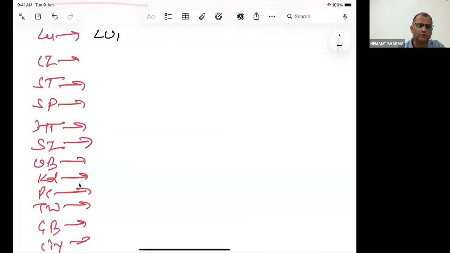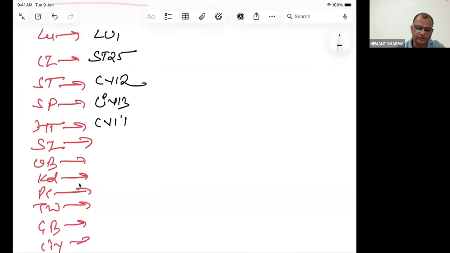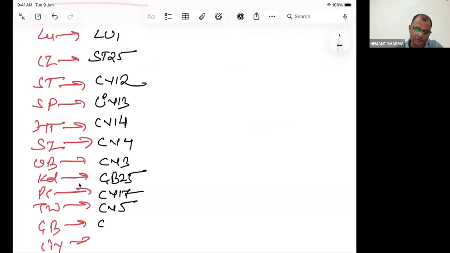Like we can see: Lung 1, Stomach 25, CB 12, Liver 13, CB 14, CB 4, CB 3, Gallbladder 25, CB 17, CB 5, Gallbladder 24 and Liver 40. Each meridian has one alarm point. It might be anywhere.